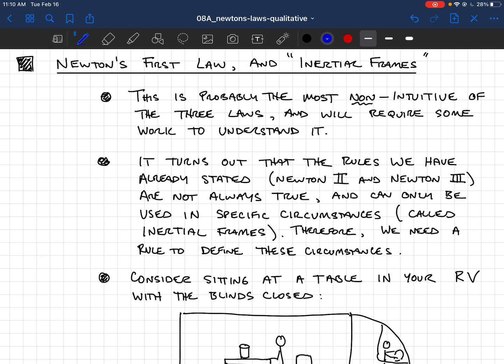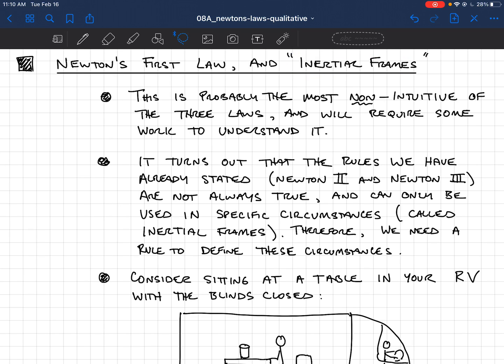So I want to go through carefully what Newton's first law is, and the way that we have to talk about Newton's first law is to define something called inertial frames. So this is very non-intuitive, and it's something you're going to have to do a little bit of work to understand.